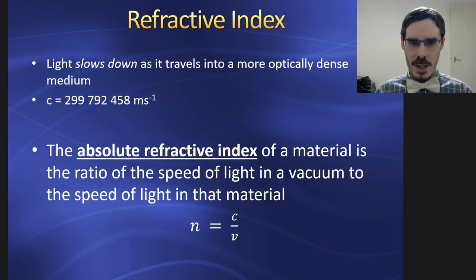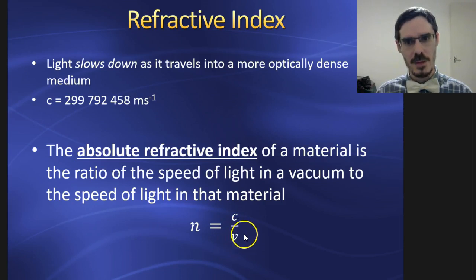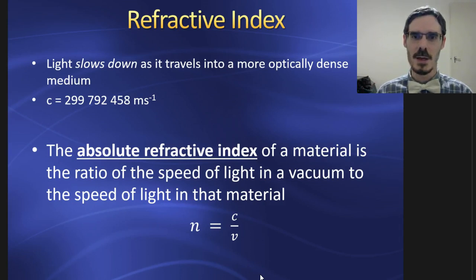Absolute refractive index is the ratio of the speed of light in a vacuum, that's c, to the speed of light in that particular material. That's the absolute refractive index. It describes how much slower light is.